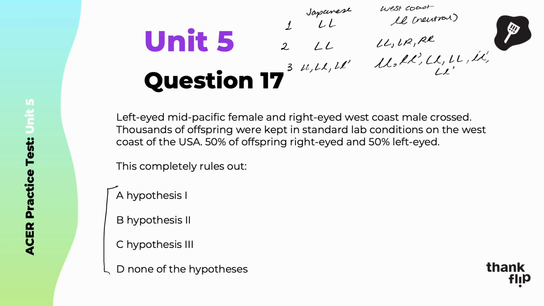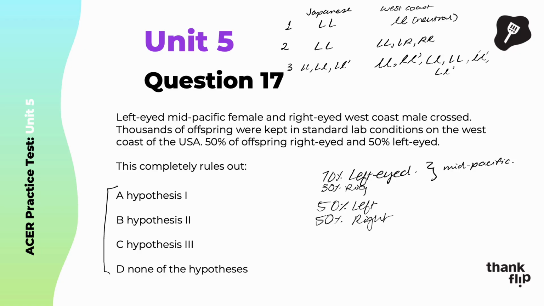We basically are just told at the beginning 70% of the individuals are left-eyed. And this is the mid-Pacific. And then 50% are left-eyed and 50% are right-eyed. I'll say 30% right. On the West Coast.